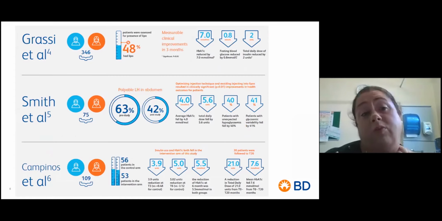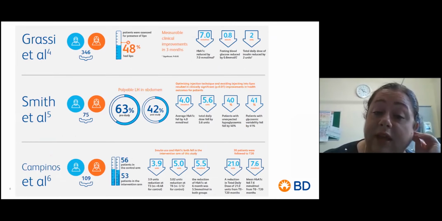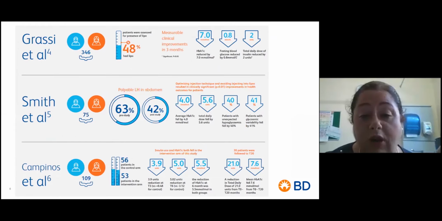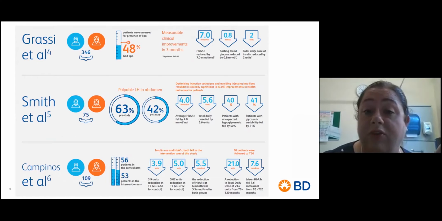This is what we're based on, and then these are three other supporting studies, and they all show that your insulin use and your A1C will fall once you're not injecting into lipos, and that avoiding them results in significant health outcomes in patients, improving them.